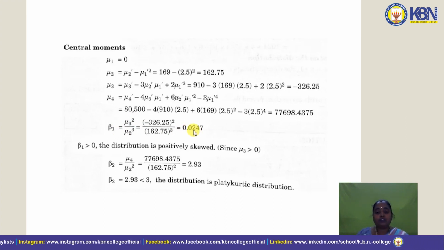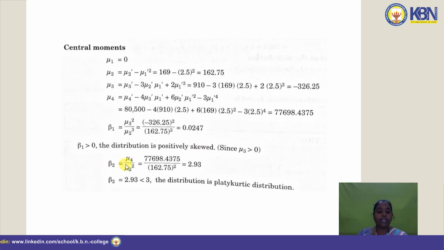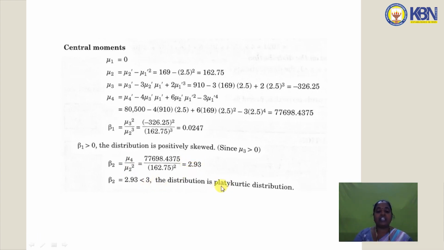Here 0.0247 is greater than 0, which means the above distribution is a positively skewed distribution. And we have to know the type of the curve. We calculate beta 2, and beta 2 is given by mu4 by mu2 square, that is 2.93. This value is less than 3, which means the given distribution is a platykurtic distribution.